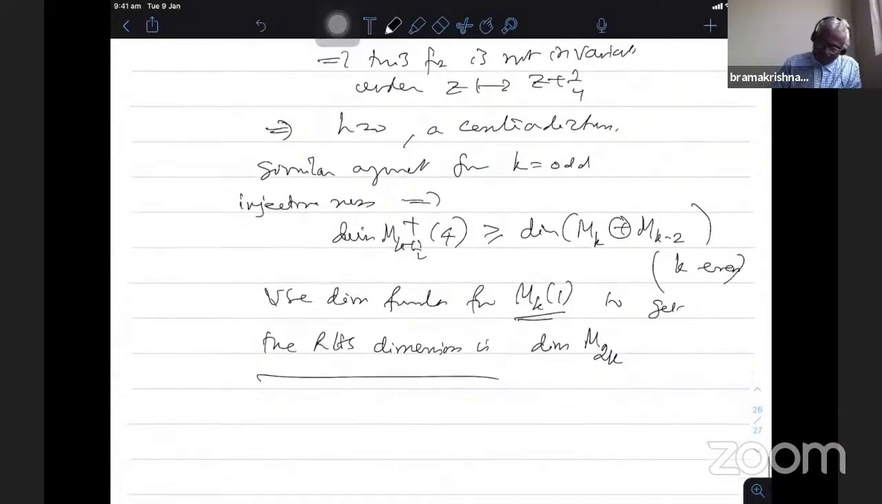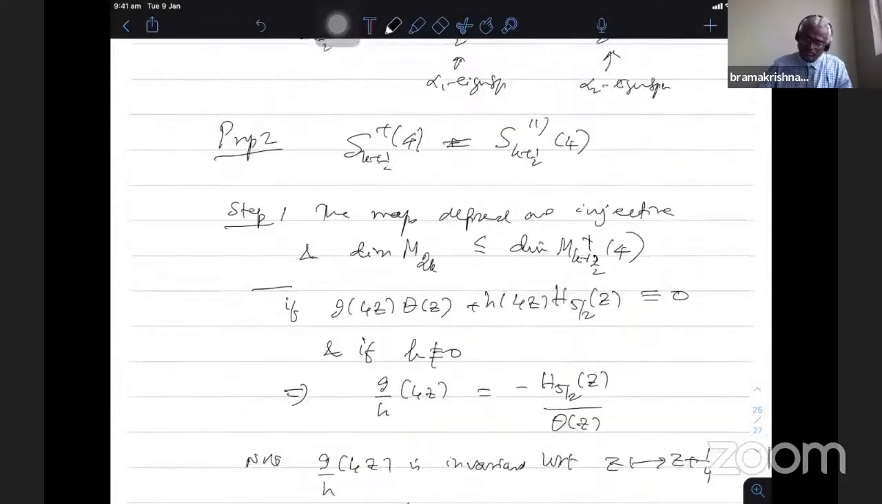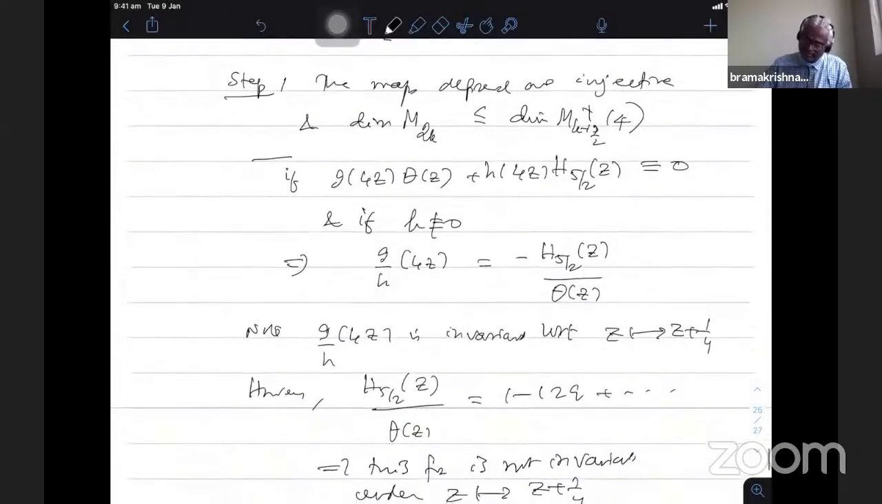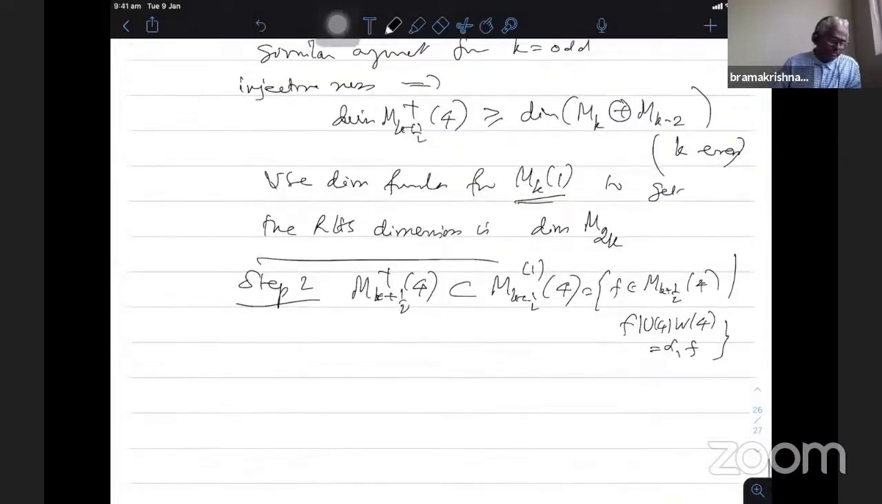Step 2 is: MK plus half plus 4 is contained in the alpha 1 eigenspace. First we saw that this is nothing but the alpha 1 eigenspace that I already mentioned here. This is the set of all f in MK plus half plus 4 such that f bar u4 w4 equals alpha 1 f. So the proof again involves so many calculations; you have to go carefully. I'll just briefly tell the idea behind that.